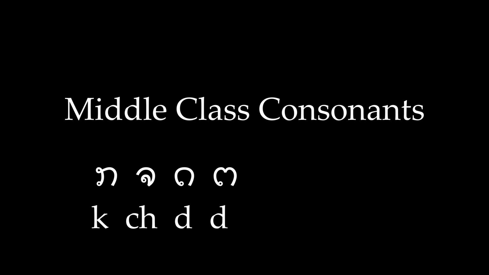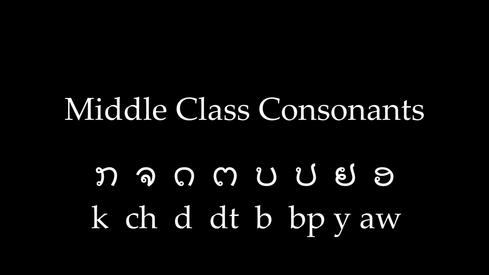The second group of consonants you will learn are the middle class consonants. This group consists of Gaw, Jaw, Daw, Thaw, Baw, Baw, Yaw, and Aw. These consonants are also pronounced using the consonant sound with the vowel aw. Take some time to try and make the sounds yourself. Listen to the consonants as many times as necessary. Again, memorizing the consonant groups together will help you later when you learn the Lao tone system.